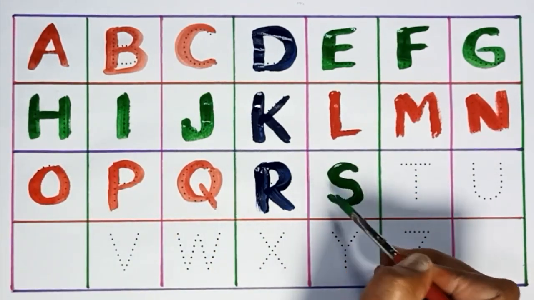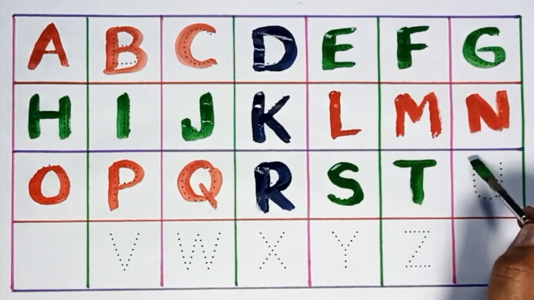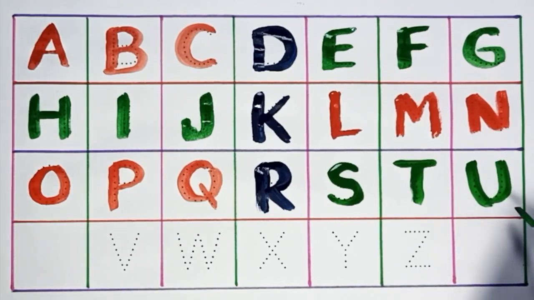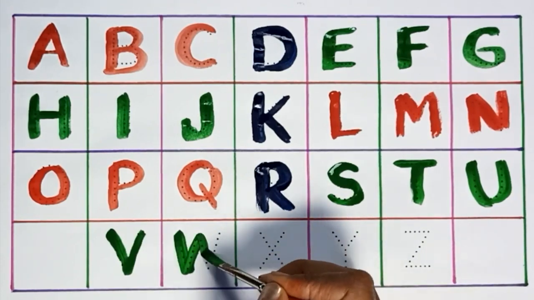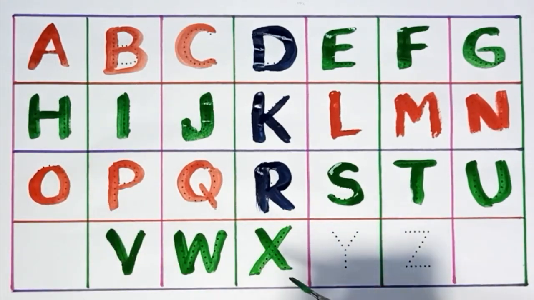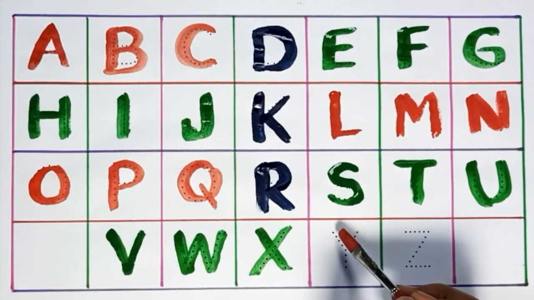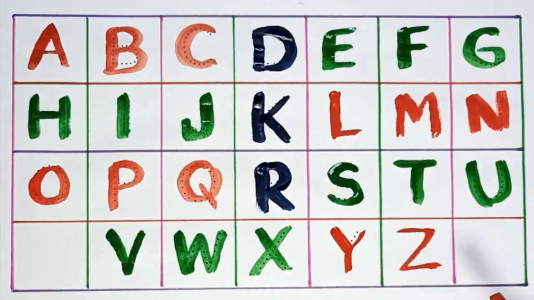S. S for sheep. T. T for tree. U. U for umbrella. Green color. V. V for van. W. W for watch. X. X for xylophone. Y. Y for yak. Z. Z for zebra.